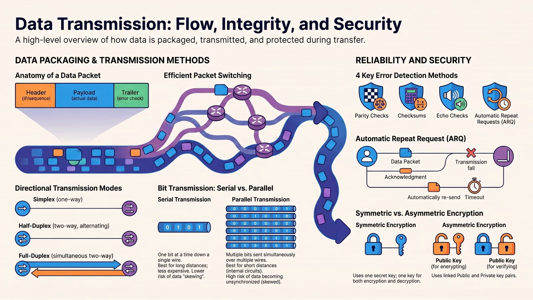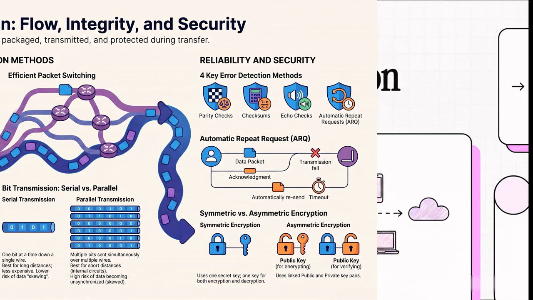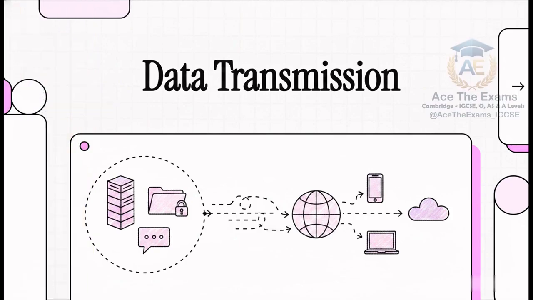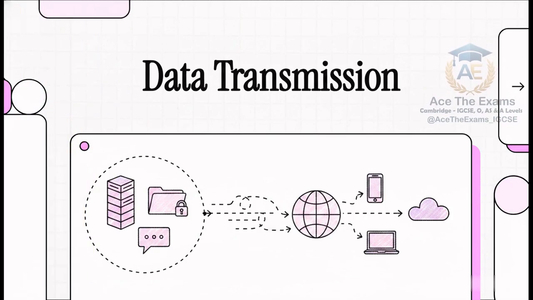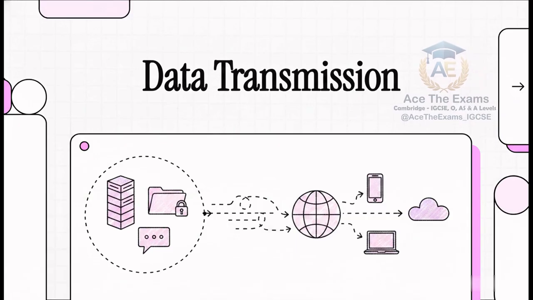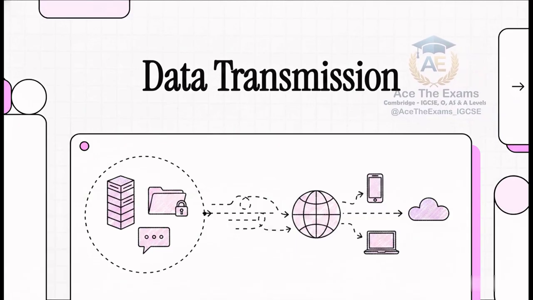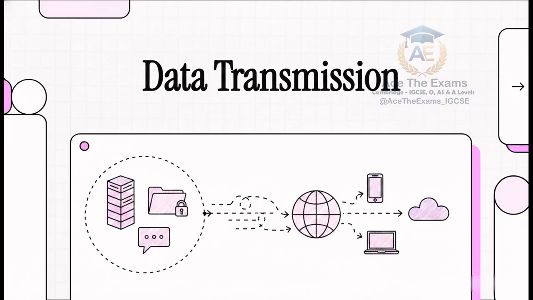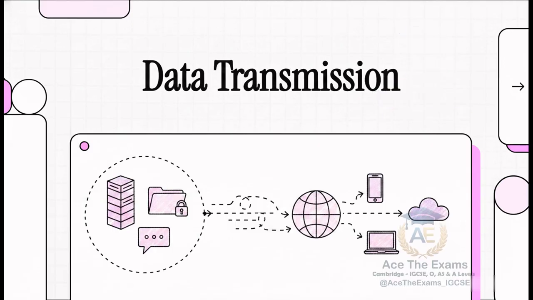Welcome to the boardroom. Listen, if you are sitting for the Cambridge Computer Science exams, specifically syllabus 0478, 0417, 2210, or 9618, you are no longer just a student. You are a strategist. Today we are taking a notoriously tricky topic, data transmission, the sheer mechanics of our digital world, and we are going to use it to hack the examiner's marking scheme.